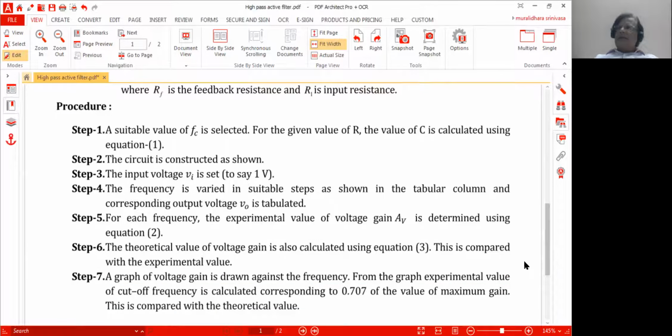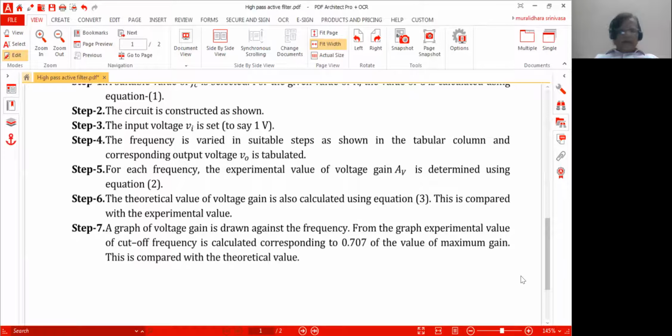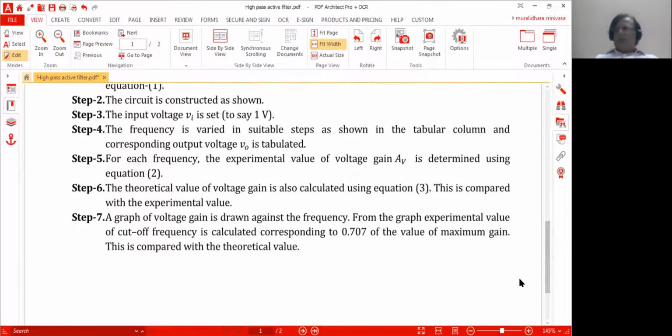Input voltage is set at 1 volt. We start with a frequency of 20 Hertz and increase it in steps of 20 Hertz. From then on, as I have described, in each case you measure the output voltage, or rather calculate the gain, V0 by Vi. If you take Vi as 1, V0 should be your gain. That makes life easy. Then plot a graph of gain versus frequency or gain versus log frequency.